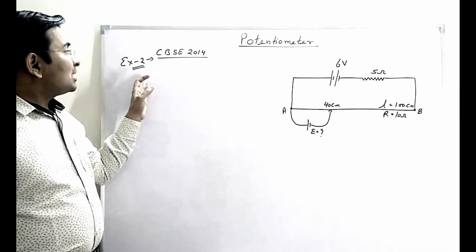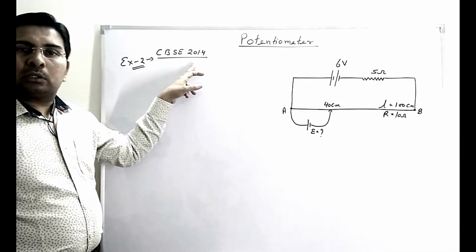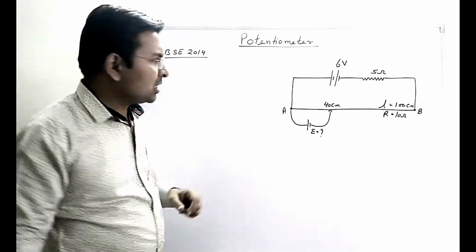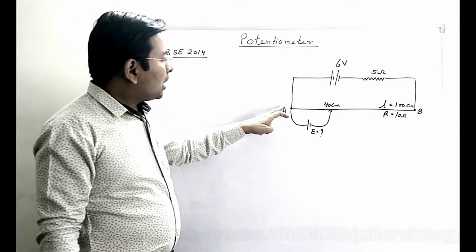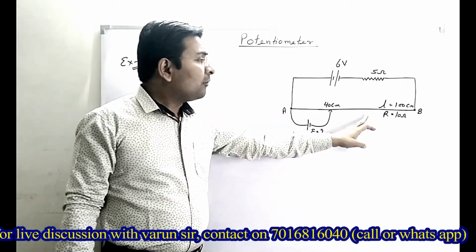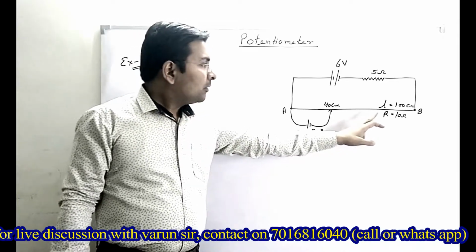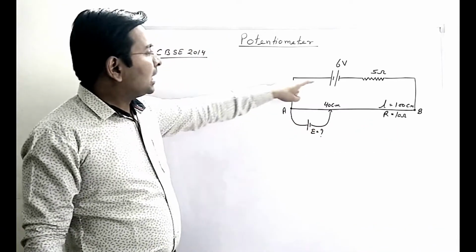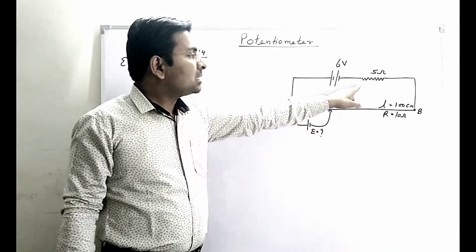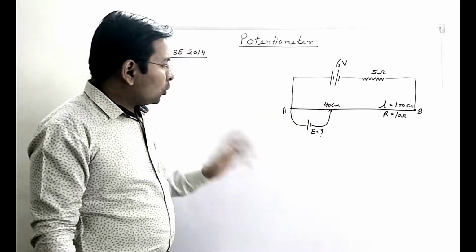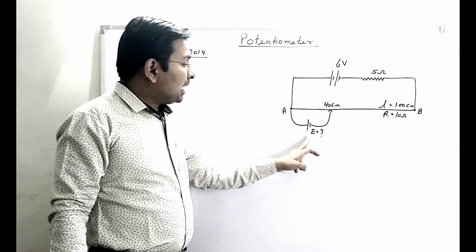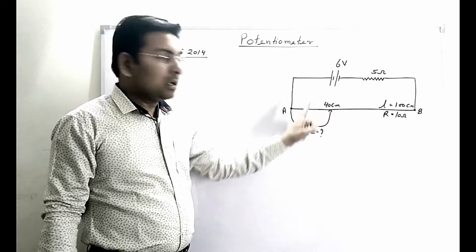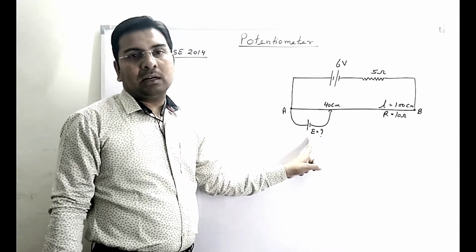Now our second question we have taken from CBSE 2014. It is also a simple question, but learn the concept. Data is given to you. There is a potentiometer with a wire of length 1 meter, that is 100 centimeter, and resistance 10 ohm. It has been connected with a battery of 6 volt and a resistance of 5 ohm. The question says we have a cell of EMF E which gives a balance point at 40 centimeter. So calculate the EMF of the cell.